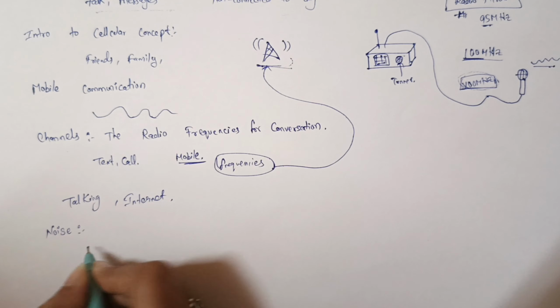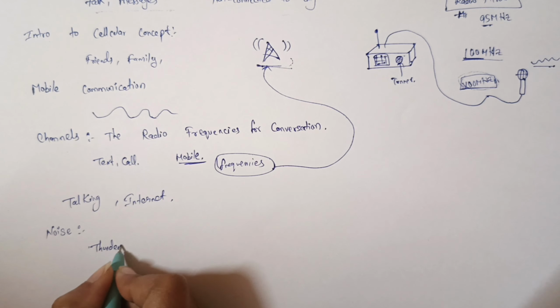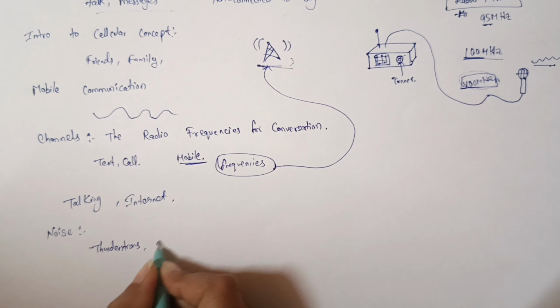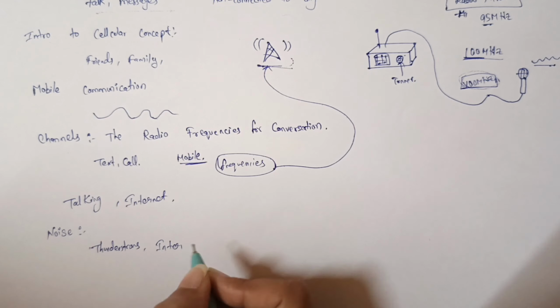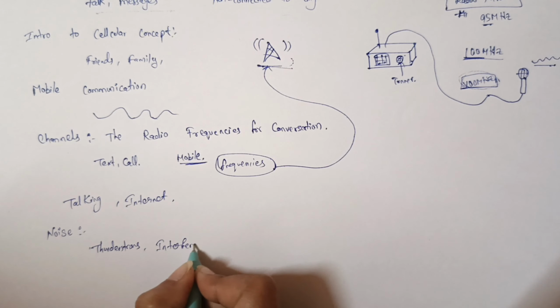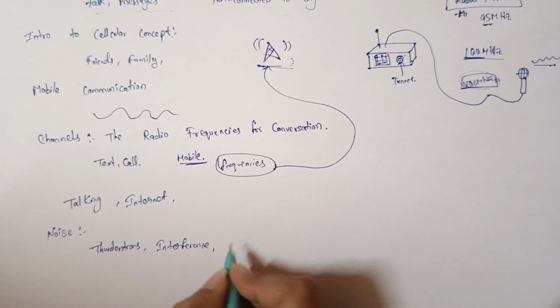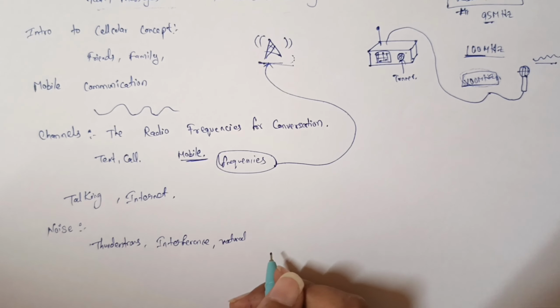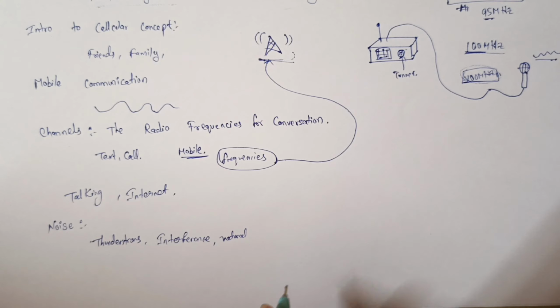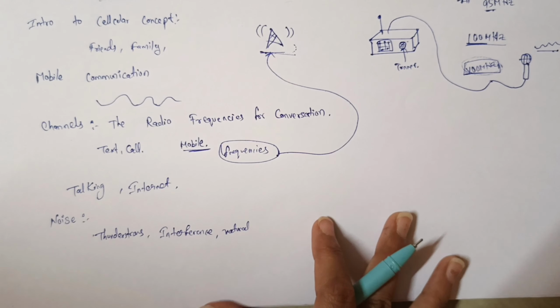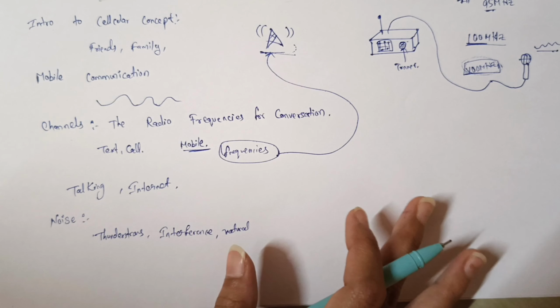So this may be due to thunderstorms or some interference between the channels, or it may be any natural disturbance in the channels. Okay, now the cellular concept, how it all fits together.